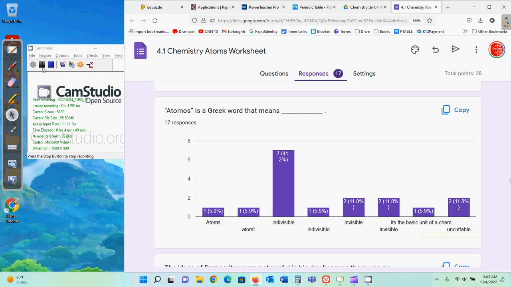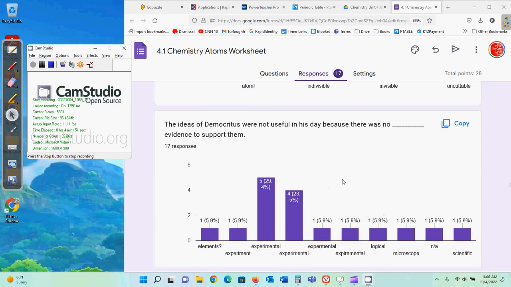All right. Here, idea of Democritus was not useful in his day because there was no experimental evidence. I think I gave credit for scientific. Logical, no. Microscope, no. NA, non-applicable, non-applicable evidence, no. What? That doesn't even make sense.